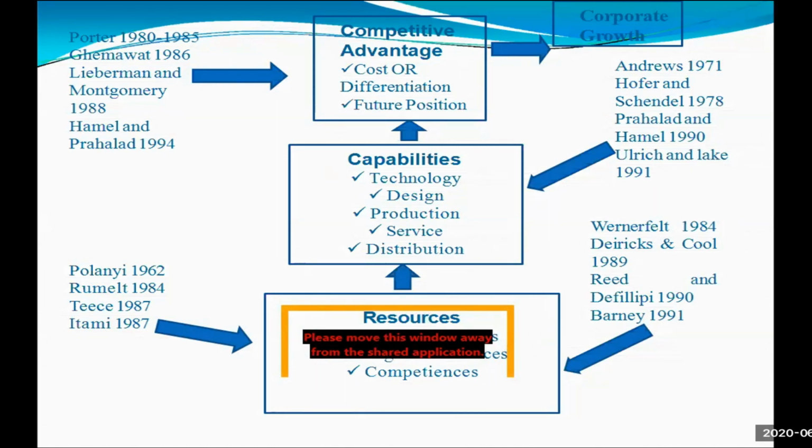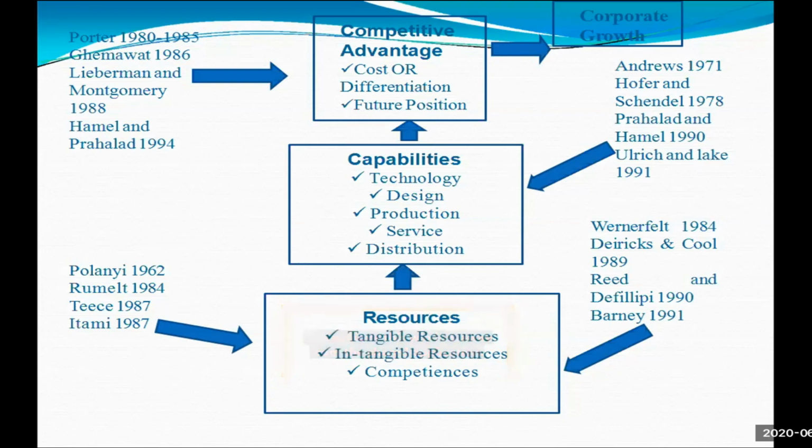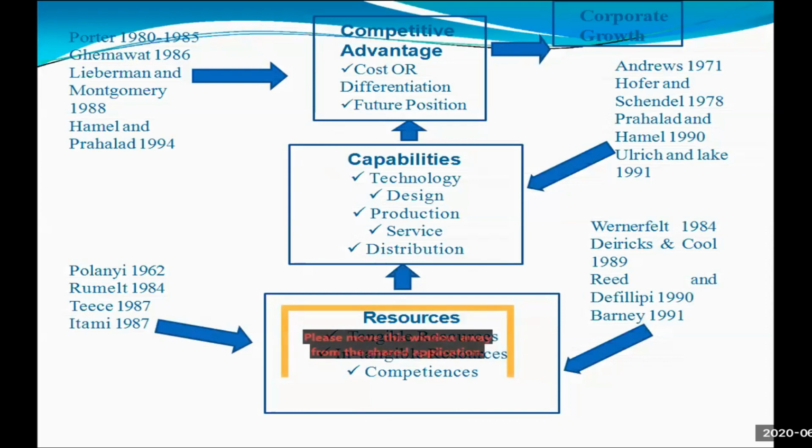Now these capabilities derive competitive advantage over the firm. One of the easiest ways of measuring competitive advantage is cost or differentiation or positioning. Now, that competitive advantage is the one that drives corporate growth at the end of the day. So continued capabilities bring value. I think value should be somewhere there in the competitive advantage. So continued sustainable competitive advantage over time leads to corporate growth. That is what almost every firm is looking for.